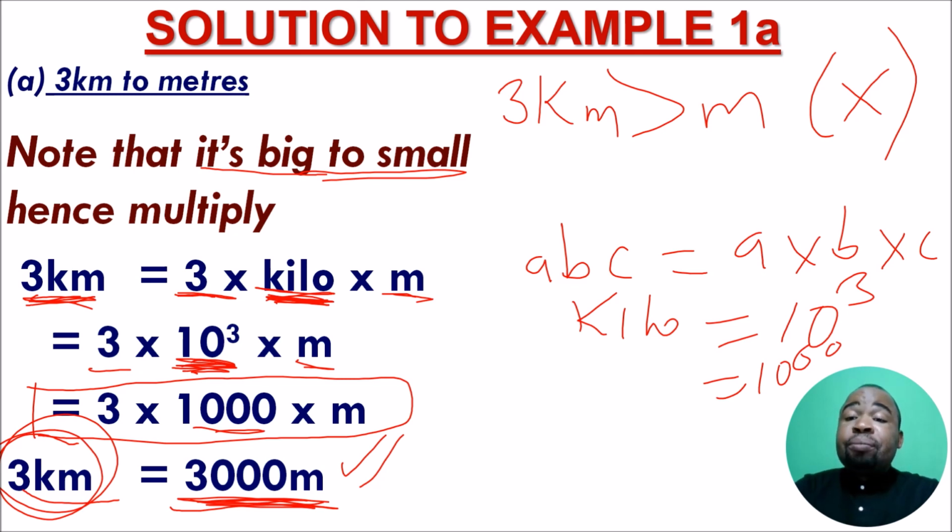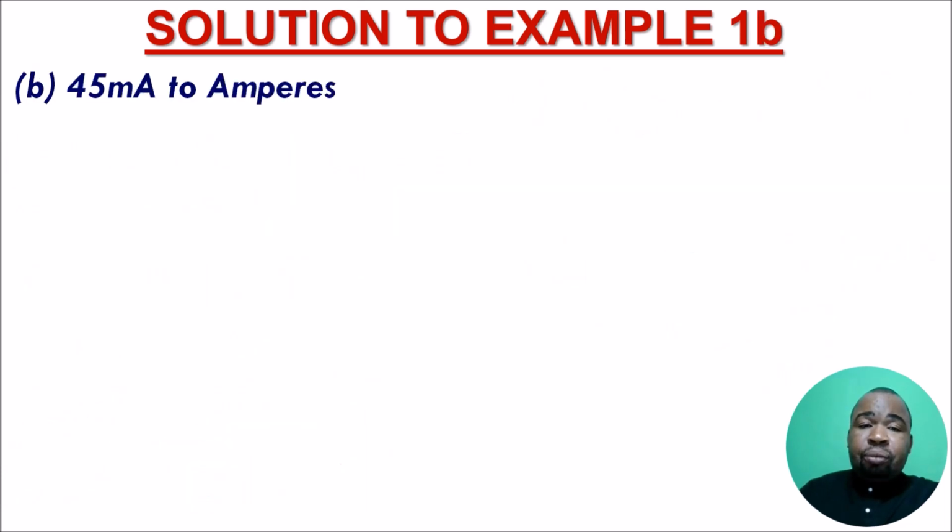So let me give you the next question. You try it. We take a break. Over the break, you'll be trying it. After the break, we come and continue. So try to convert 45 milliamps to amps over the break. Soon after the break, I'll present the solution and I'll leave you with a practice question.